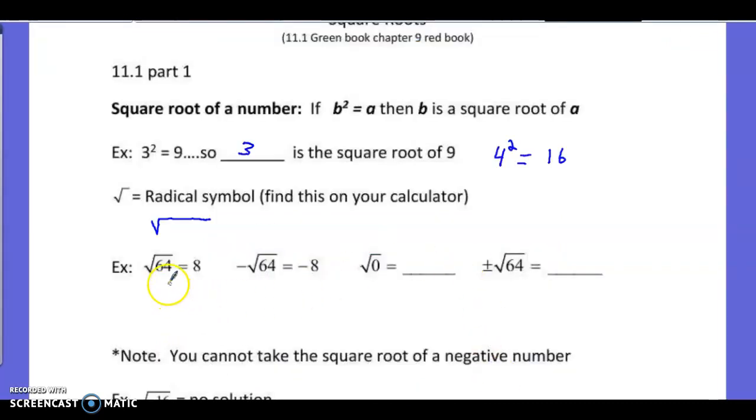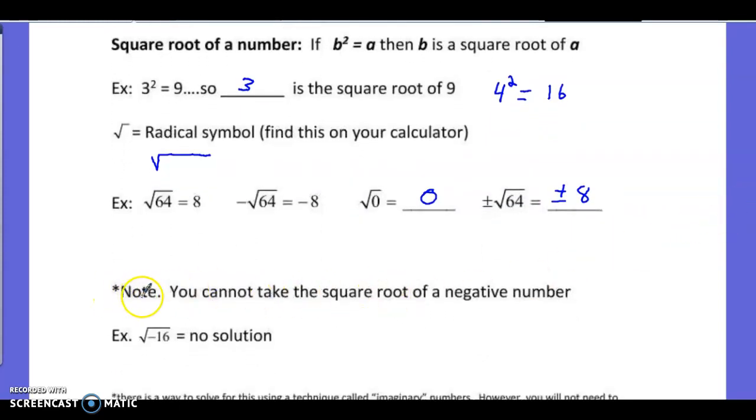All right, so if there is a negative outside the square root, you just do the same thing. The square root of 64 would be 8, and then just make sure the negative is in there. The square root of 0 is just going to be 0, because 0 squared is 0. And if you see this symbol, sometimes it means positive or negative. The square root of 64 would be positive or negative 8 as our answer.